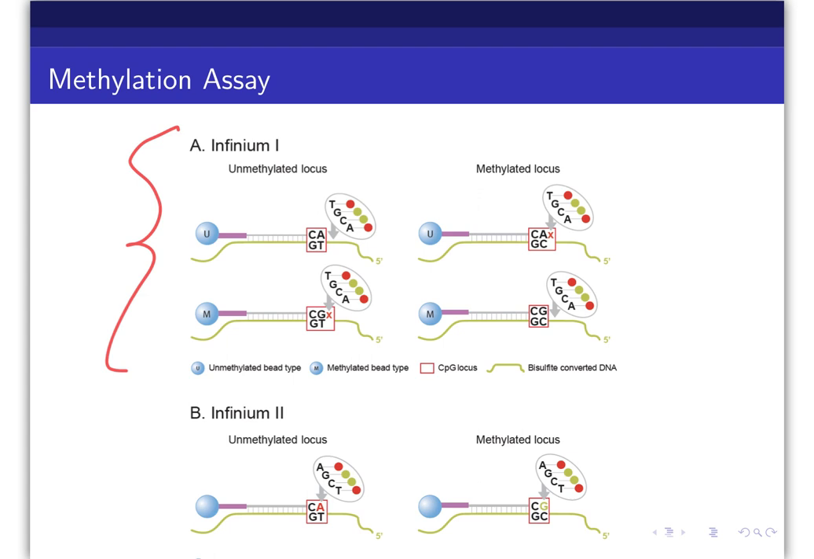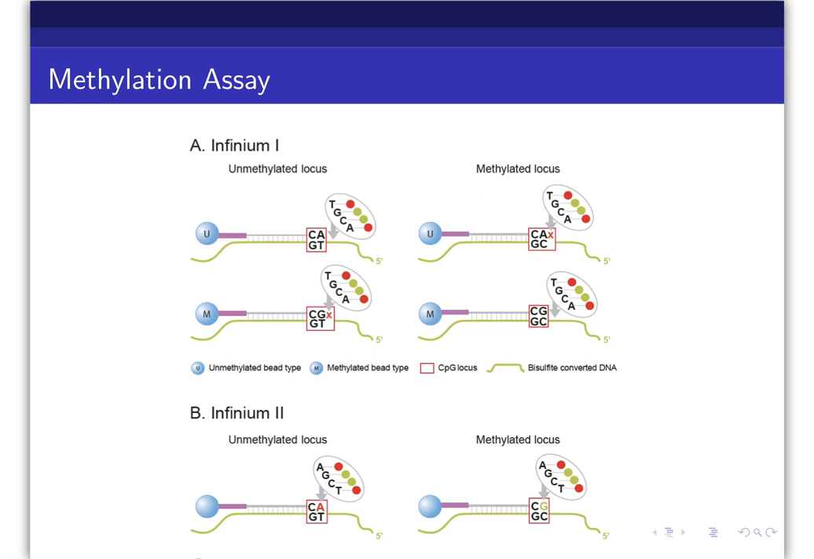This simply means that probes were designed to interrogate the methylation status, that is, whether the sample is methylated or unmethylated at a given locus. Again, methylation protects cytosine from conversion, as you see on the right, whereas unmethylated cytosine is converted to uracil, as seen on the left. Illumina then decided to expand the platform to include more CpG sites.